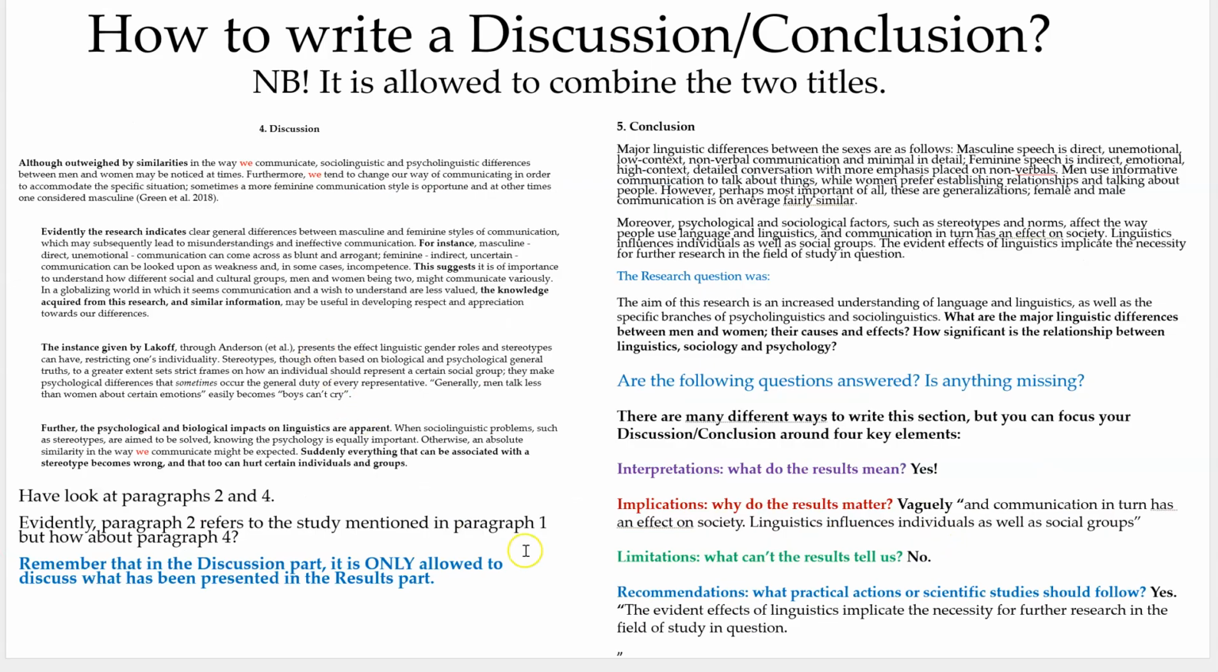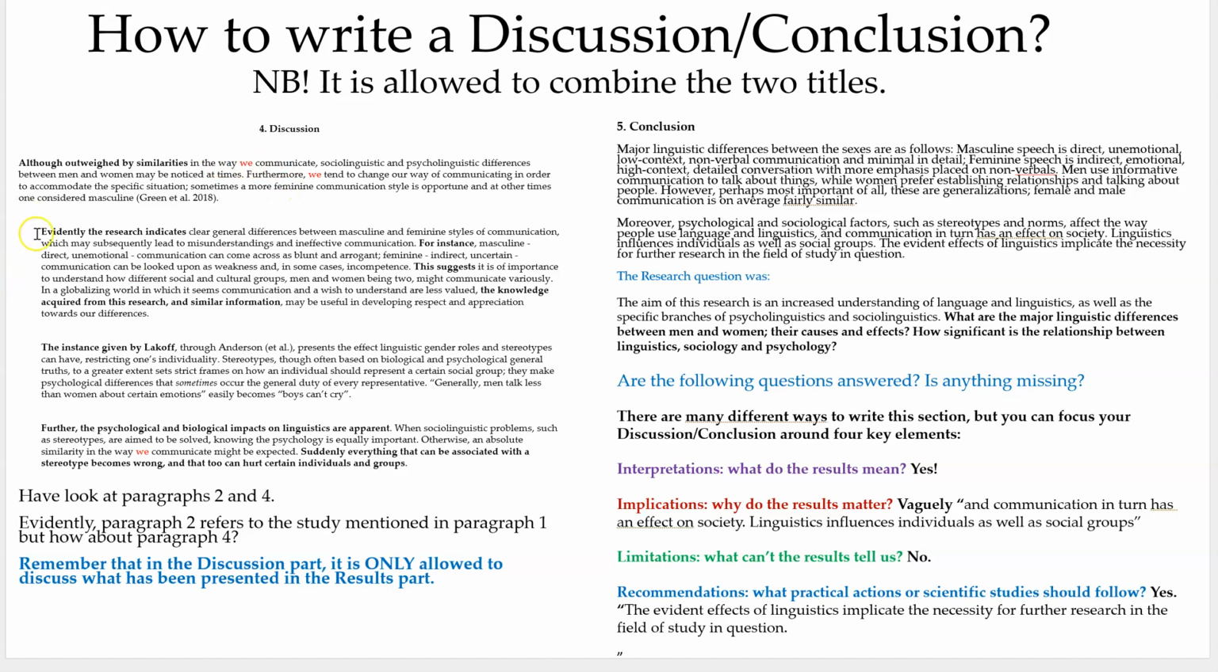So how then to write a discussion or conclusion? You cannot combine those titles. So you can write a discussion and you could add a conclusion, or you simply write a discussion in the end. Here is quite a good discussion, and as I mentioned about the we, do not refer to we. "Although outweighed by similarities in the way we communicate." It's what I mentioned before.